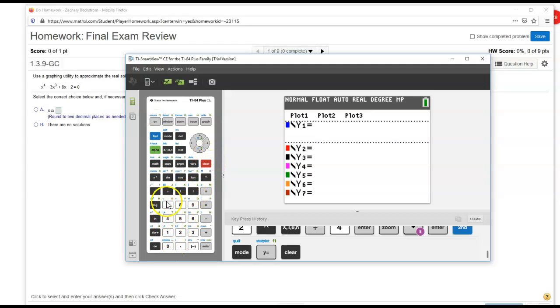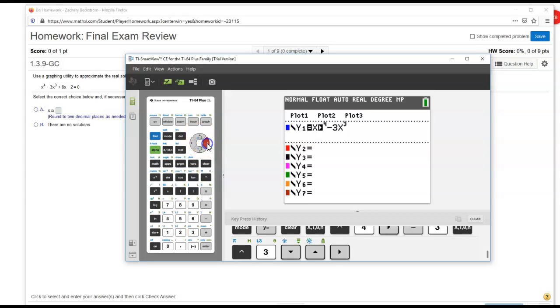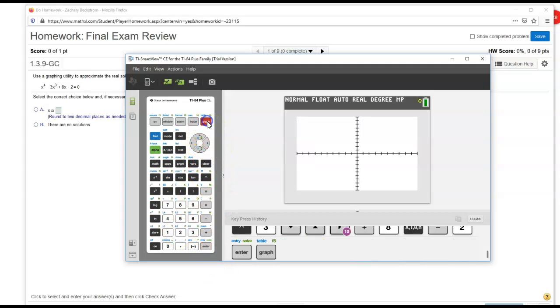So this is going to be x to the 4th minus 3x cubed. Oops, wrong button. All right. Plus 8x minus 2. Okay. Enter, and then I'm going to go to my graph, and this is what it looks like.